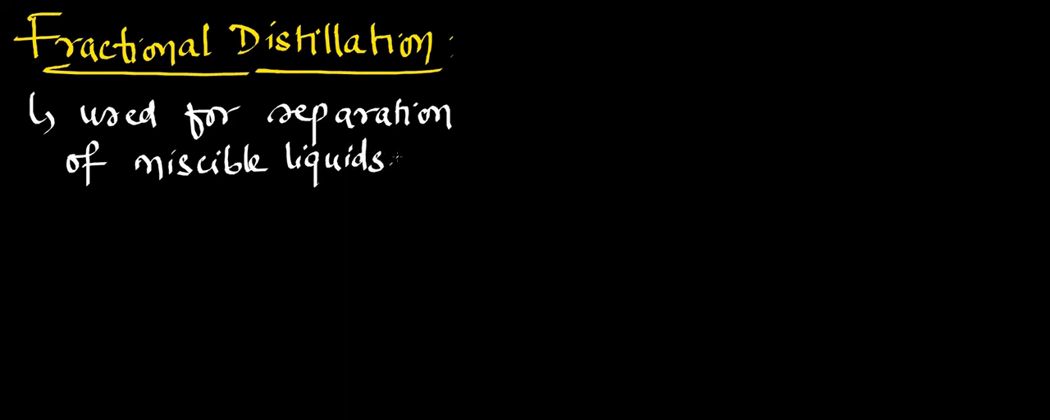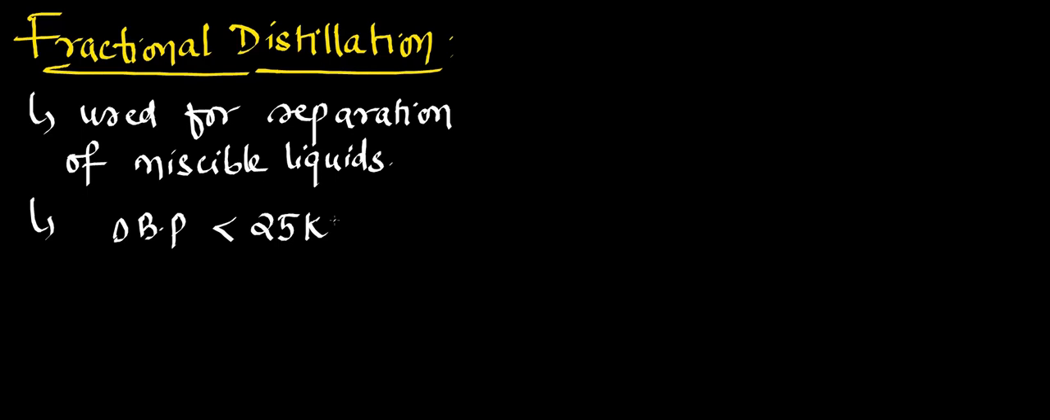They form a homogeneous mixture. And here the difference in boiling points must be less than 25 Kelvin, around 10 to 30 Kelvin. When we take the difference between the first liquid component and the second liquid component, it must be less than 25 Kelvin. The principle is the same. In simple distillation and fractional distillation, it is based on the difference in boiling points of the liquids.